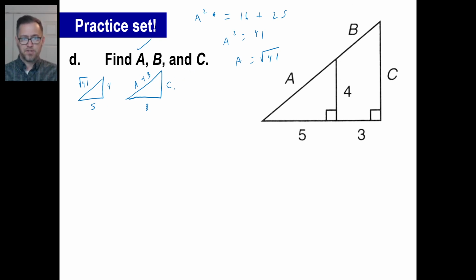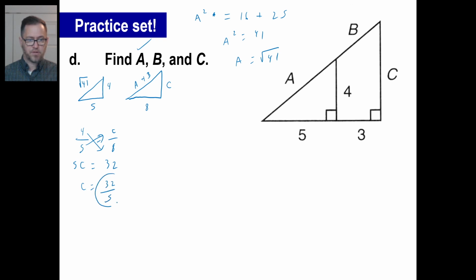Let's go ahead and do C, because that's a piece of cake, right? 4 to 5 is C to 8. That's easy, right? So 4 to 5 is C to 8. So cross multiply, 5 times C is equal to 4 times 8. And then C is going to be 32 divided by 5, and that's good enough right there.